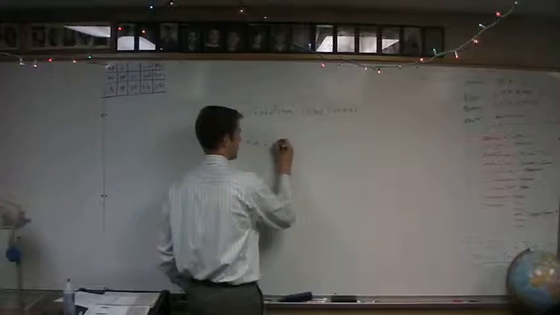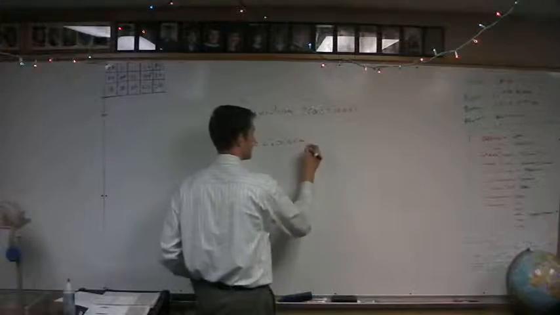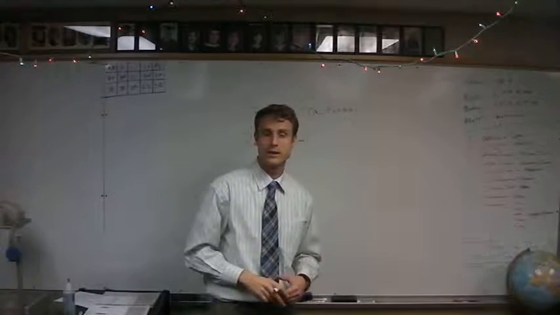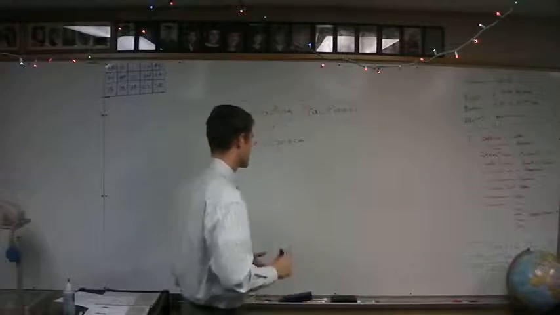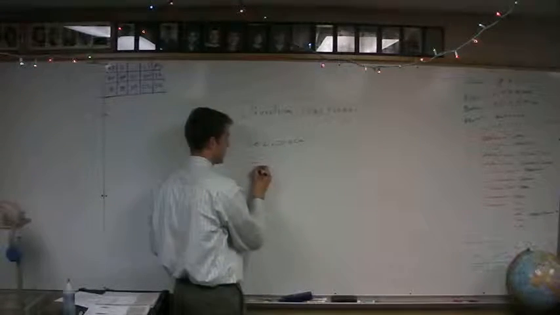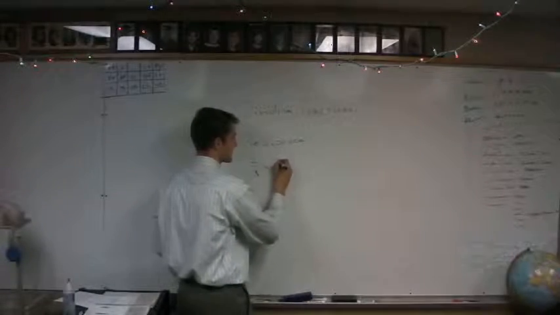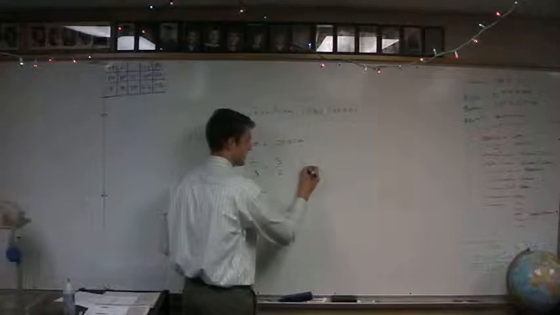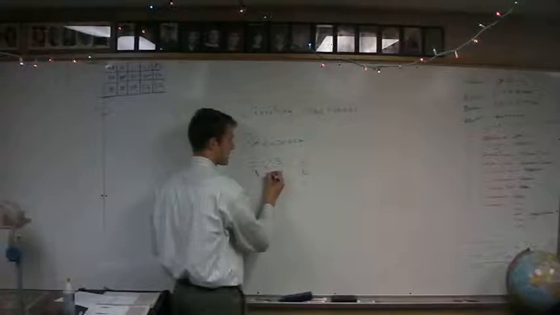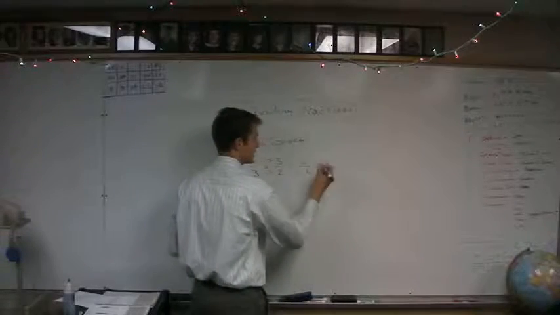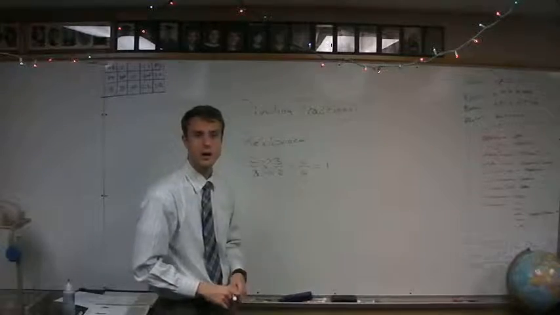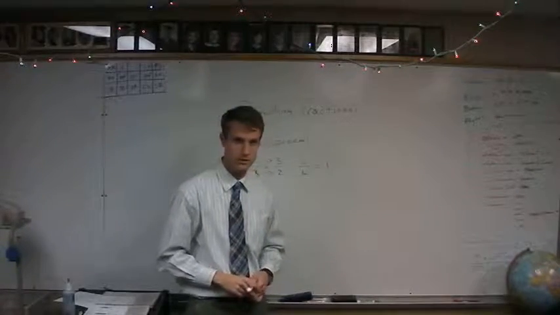A reciprocal is a fraction that, when multiplied by another fraction, equals 1. So for example, 2/3 times 3/2 equals 6/6. Remember, I multiply across the top and across the bottom, which equals 1. So we would say 2/3 and 3/2 are reciprocals of each other.